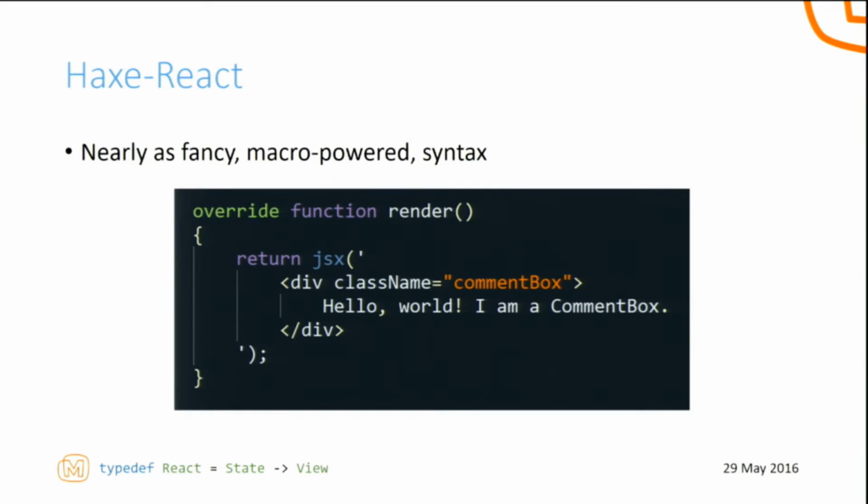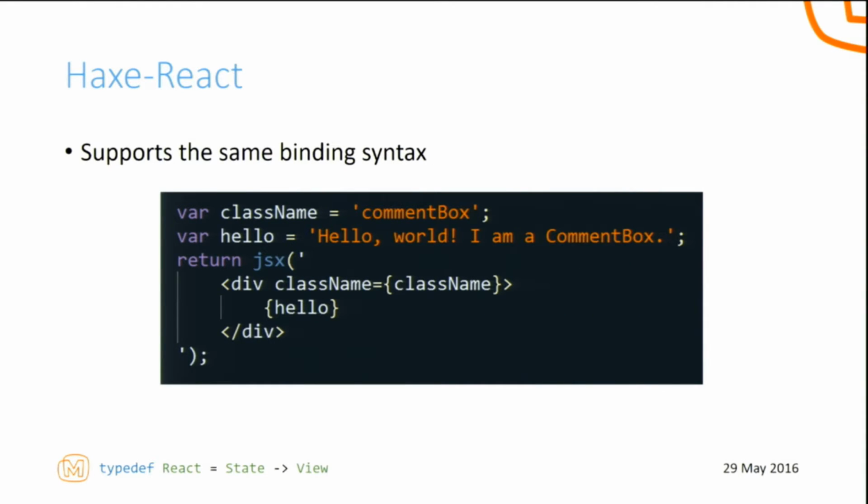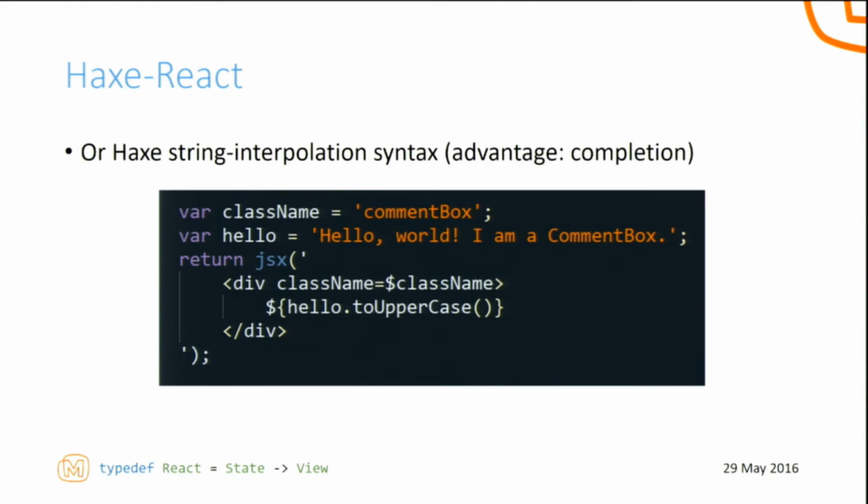We are not allowed to have a DSL in Haxe, so we have to put that in a string. That's okay. I think it's looking fine. It's barely more verbose than in JavaScript. You can have the same binding syntax as in React, so you can literally copy paste stuff from React samples, and it also supports string interpolation syntax, so dollar something or braces. The advantage is that IDEs support code completion for those variables, so that's quite handy. So you have code completion for that.